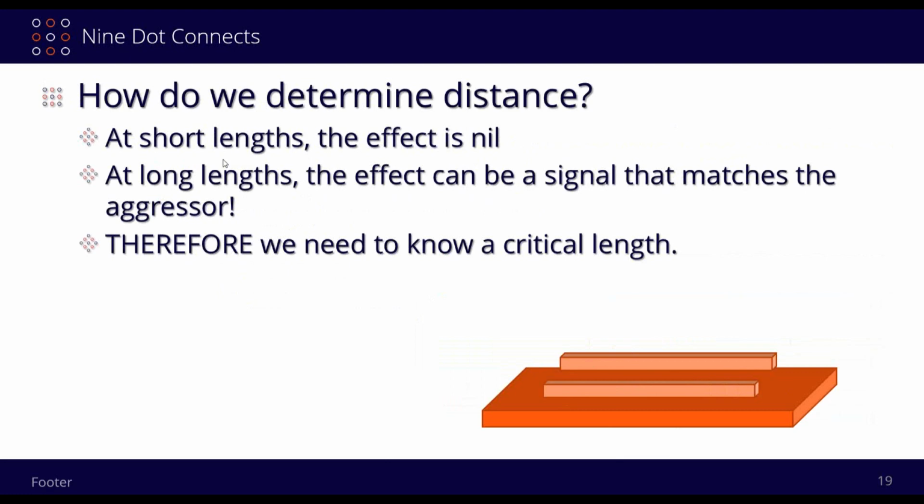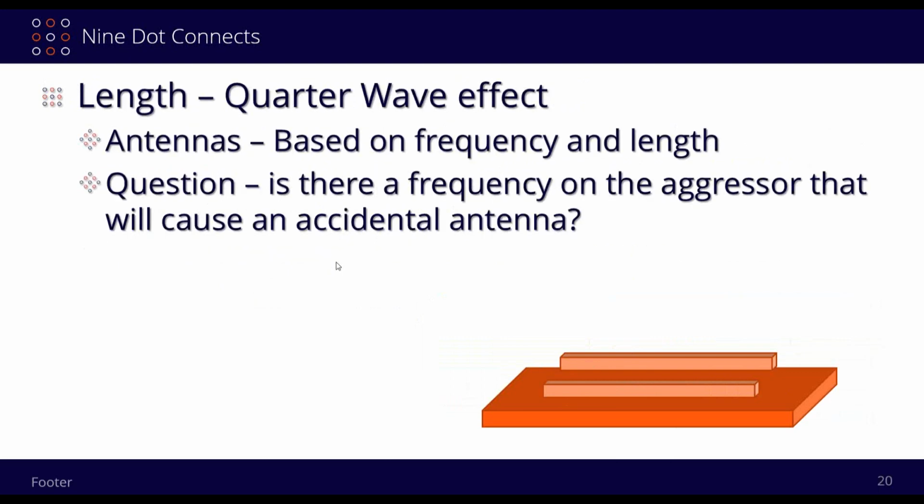At short lengths, the effect is really minimal. And of course, at long lengths, if you run them long enough, you'll basically get the signal of the aggressor onto the victim. So you'll actually get a phantom signal onto the victim over there. So therefore, we need to know this concept of a critical length. All right. So in order to figure this out, we need to understand this length. And obviously, we have a frequency that's involved with the signal. Well, as I mentioned earlier on, what's an antenna?